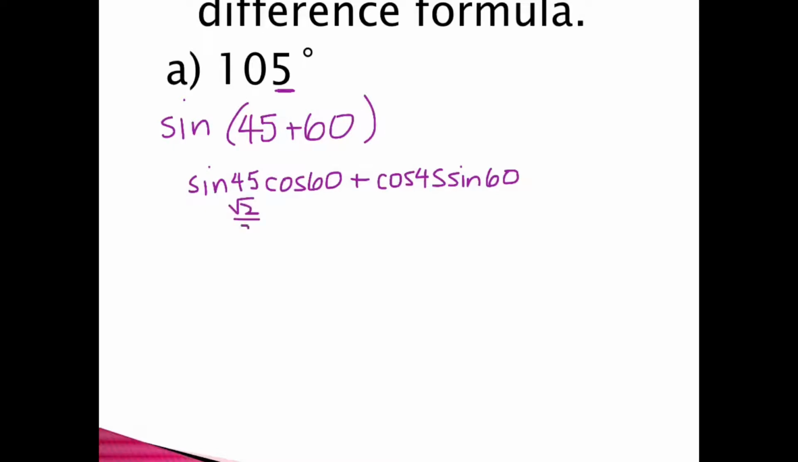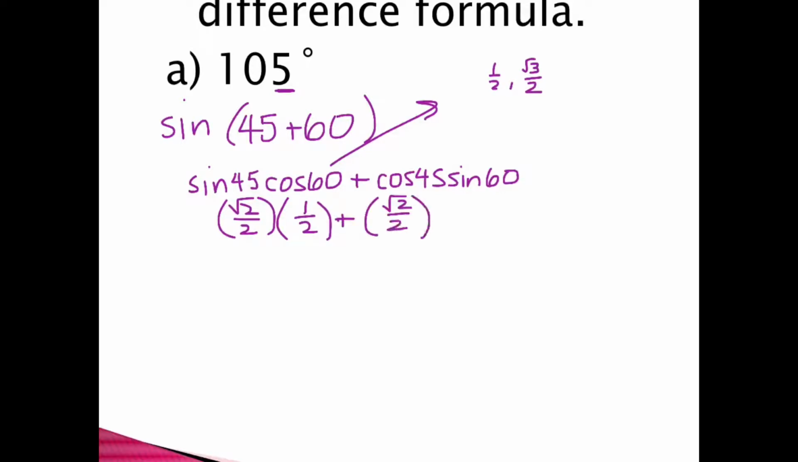Hopefully 45 and 60 are ones we're pretty familiar with. Sine at 45 is root 2 over 2. Cosine of 60, or the point at 60, is 1/2 and root 3 over 2. So the cosine would be 1/2. Cosine at 45 is root 2 over 2. And the sine at 60 is root 3 over 2.